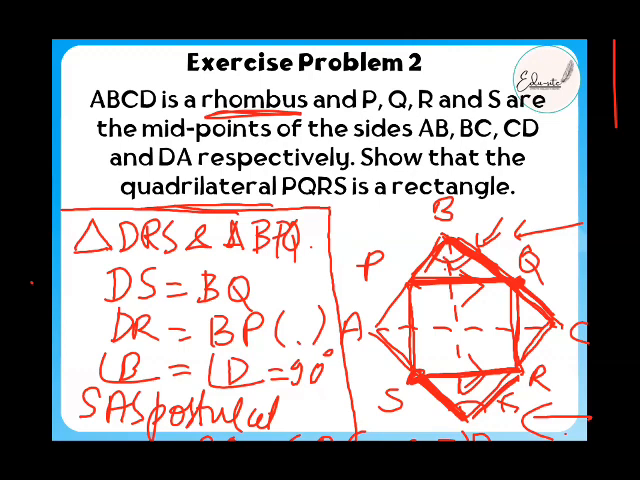What more triangles are left out, beta? QCR. PS.